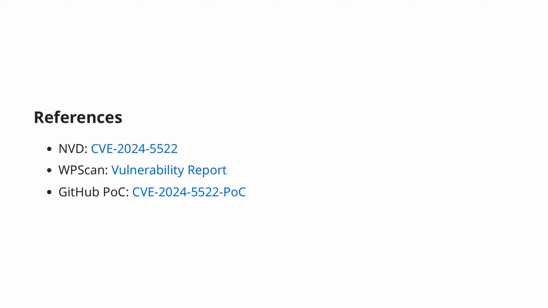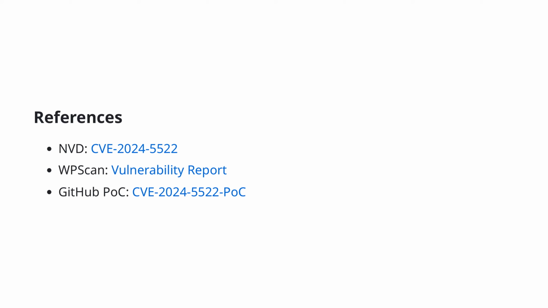Number 2. WPScan Vulnerability Report. This report provides insights into vulnerabilities within WordPress plugins and themes. It is an excellent resource for those working within the WordPress ecosystem or managing sites built on WordPress. The particular vulnerability, CVE-2024-5522, is discussed in this report, offering further practical information.